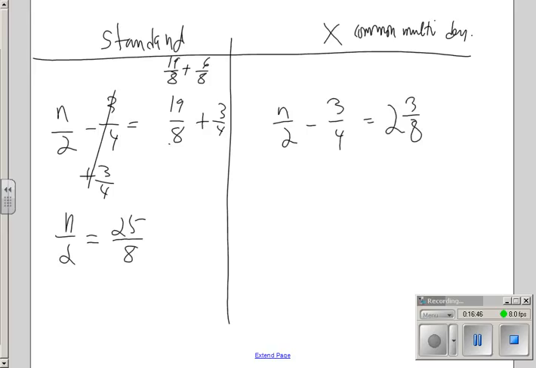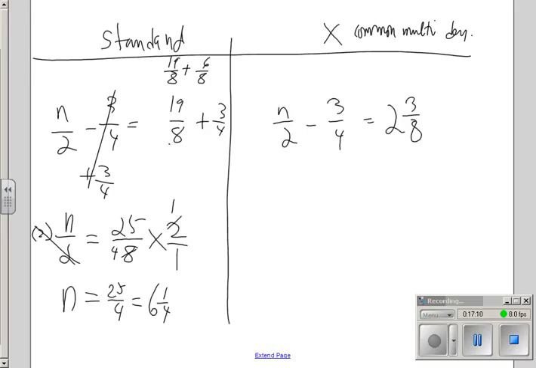And that's what I have here. Multiply both sides by 2. I have isolated my variable, and over here I have 50 over 8, but if I cross reduce, I have 1 over 4. I can't reduce that anymore, so I have 25 over 4, which is the same thing as 6 1/4. Okay, so using the standard method, I got the value of n is 6 1/4.